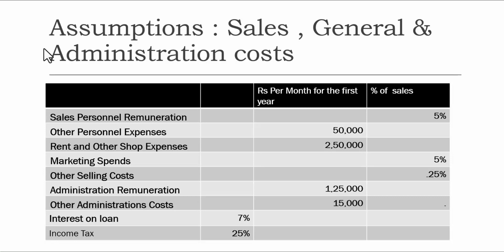So assumptions: sales, general, and administrative cost. Like first, sales personnel remuneration. That means you will be paying 5% of your sales as the cost of the people whom you are going to deploy. Either you can make a head count, give them the salaries and work out what it will be. So it all has been done. It works out to be 5%. 5% of your sale will be your sales ke logon ka salaries and all. Okay. Fine. So we have made 5% the cost of sales.